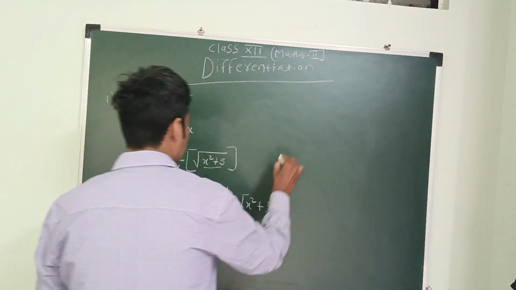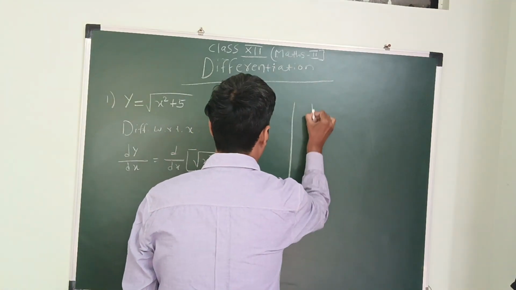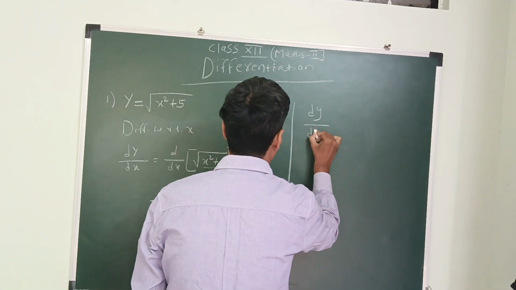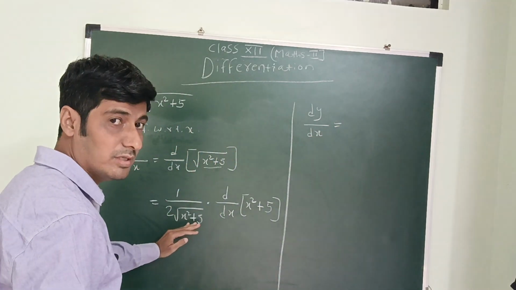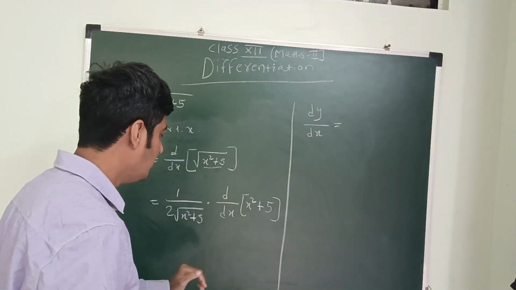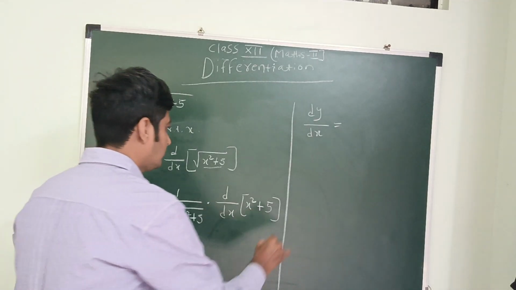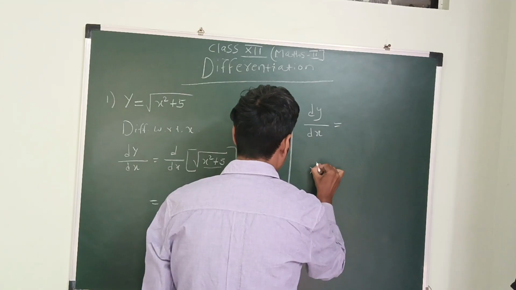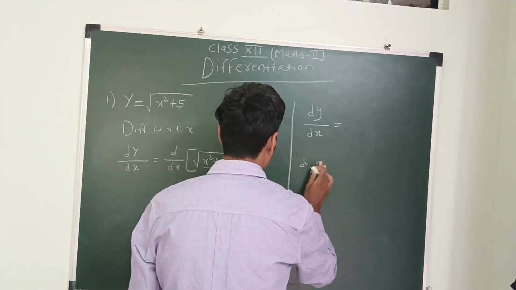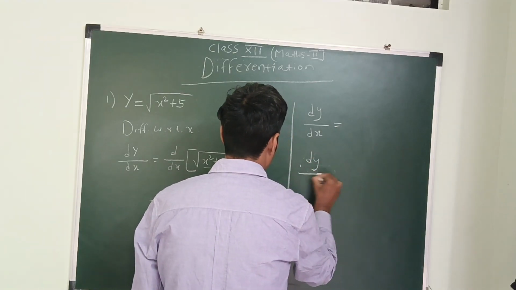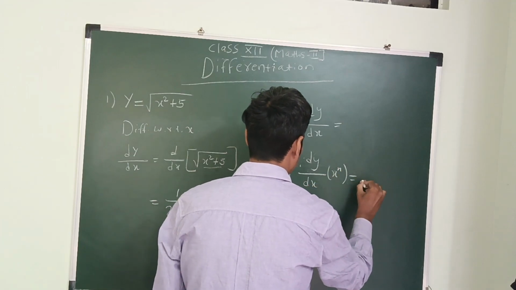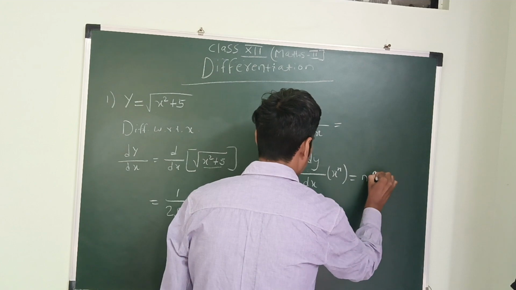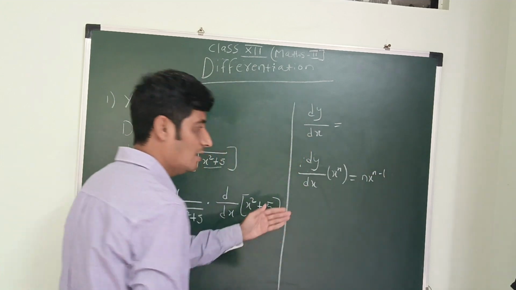dy by dx is equal to 1 upon 2 root x square plus 5 multiplied by, now, d by dx of x raised to n is n x raised to n minus 1.